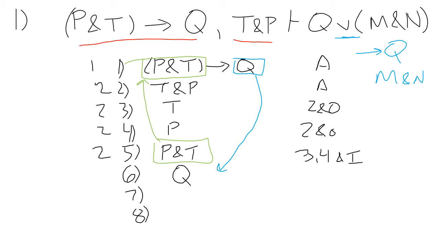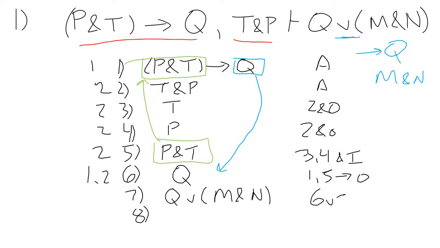And so from 1 and 5, I've got my Q. 1 and 2 is next to 1 and 5. So now I've got my Q, and I can just wedge in the other side of my disjunction. So from 6, wedge in. 6 has got 1 and 2 next to it.